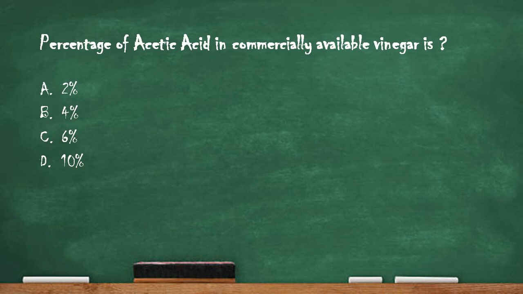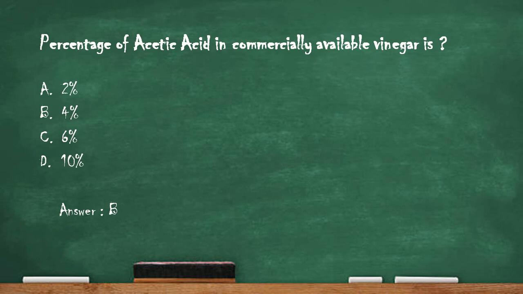Next question. Percentage of acetic acid in commercially available vinegar is option A, 2%, option B, 4%, option C, 6%, and option D, 10%. Guess the percentage of acetic acid in commercially available vinegar. And the right answer is option B, 4%.